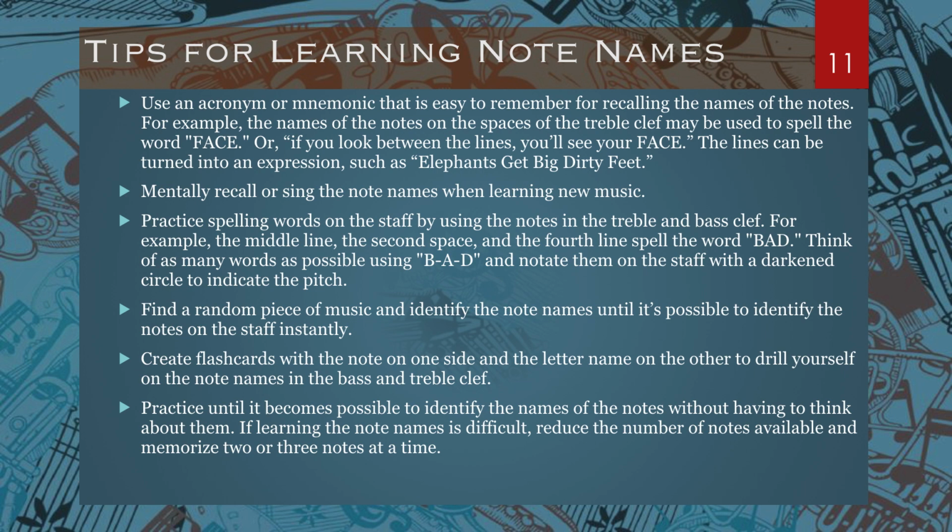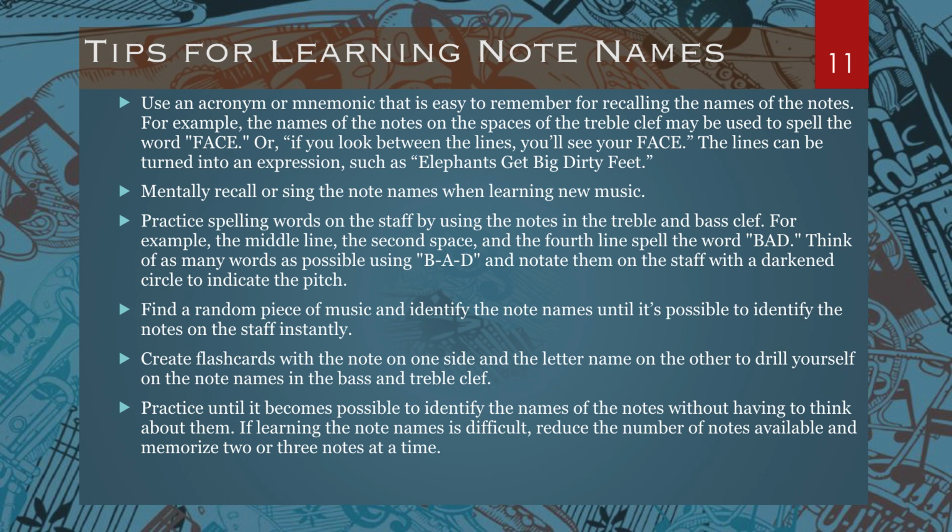So here are some tips for learning note names. You can use an acronym or mnemonic that is easy to remember for recalling the names of the notes. For example, the names of the notes on the spaces of the treble clef may be used to spell the word face. If you look in between the lines, you'll see your face. If you remember the note names for the spaces on the treble clef, you'll see that they actually do spell the word face. So the lines can be turned into an expression, such as elephants get big dirty feet.